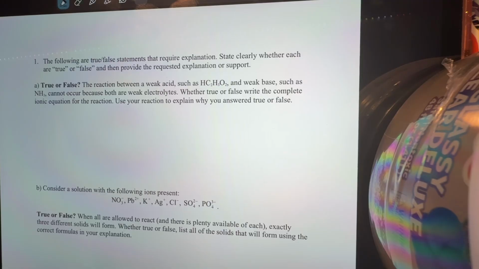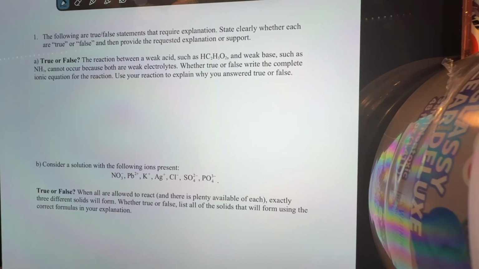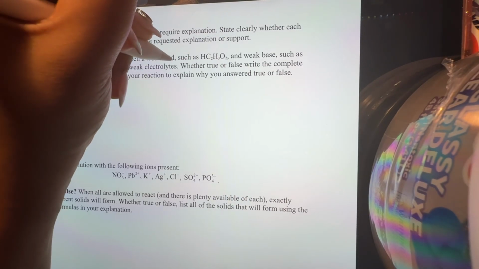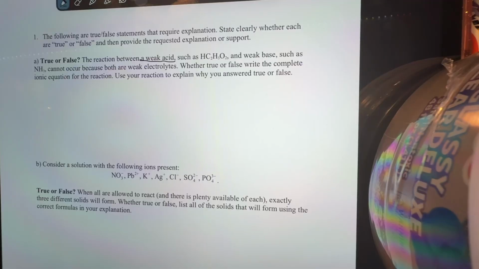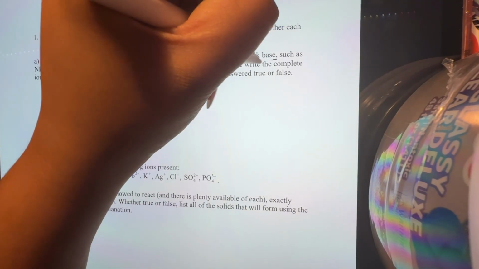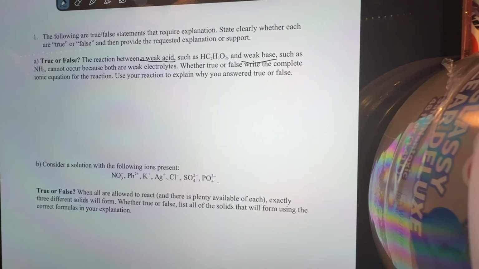Let's get started. Number 1A, true or false: the reaction between a weak acid, such as, I'm going to just underline these, weak acid, and a weak base such as NH3 cannot occur because both are weak electrolytes. Okay, the reaction cannot occur because both are weak electrolytes.